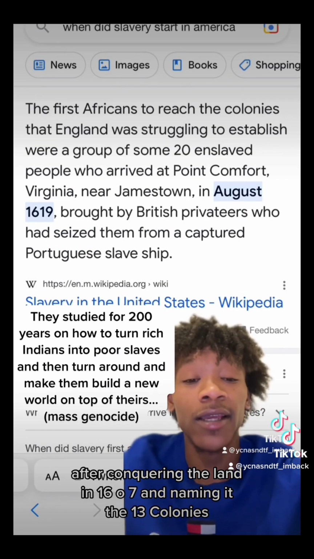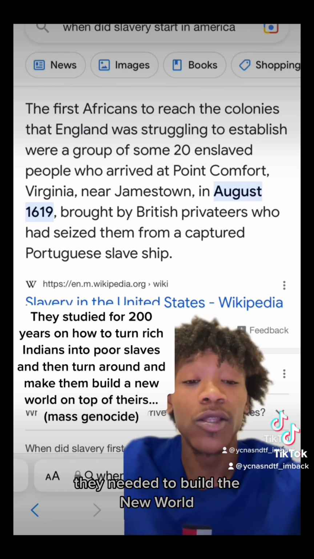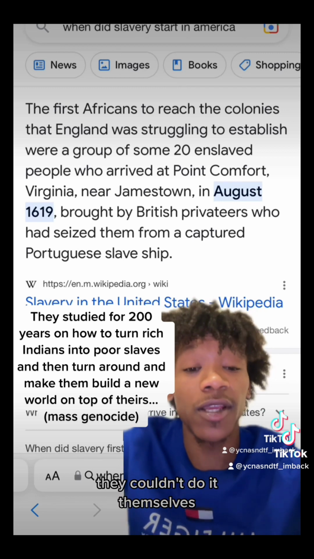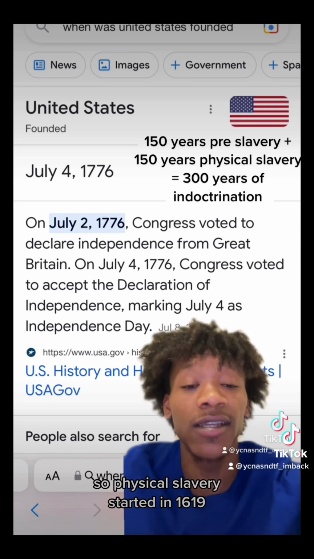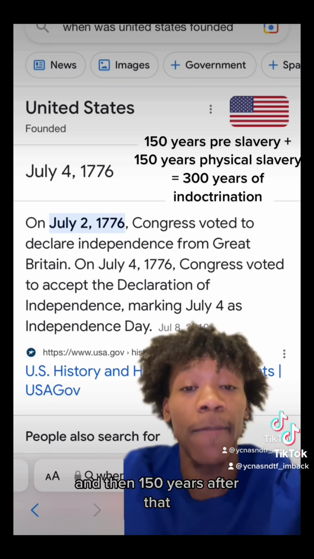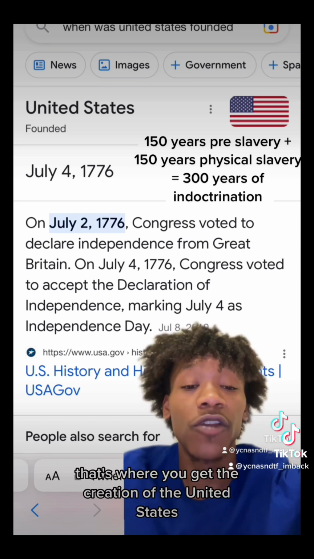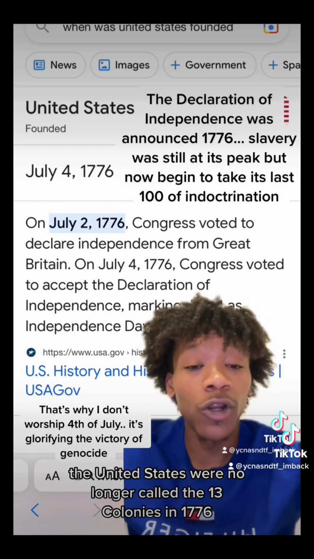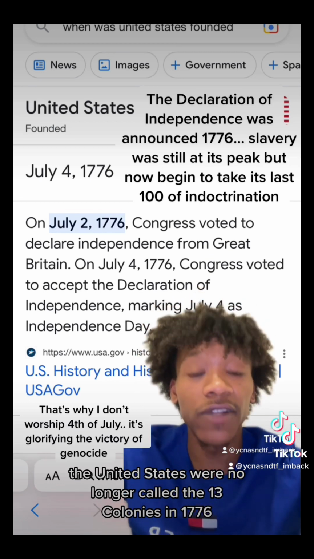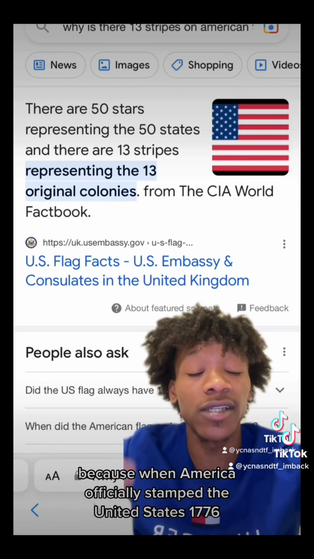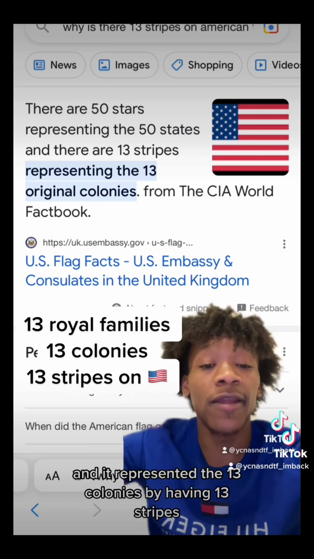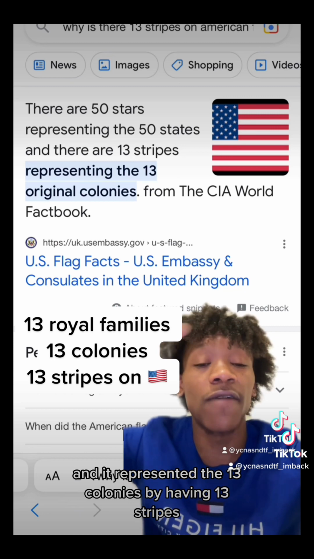After conquering the land in 1607 and naming it the 13 colonies, they needed to build the new world. And obviously they couldn't do it themselves, so they enslaved people to do it for them. So physical slavery started in 1619, and then 150 years after that, that's where you get the creation of the United States. The United States were no longer called the 13 colonies in 1776. Remember, I said pay attention to that number, because when America officially stamped the United States in 1776, they created a flag and it represented the 13 colonies by having 13 stripes.